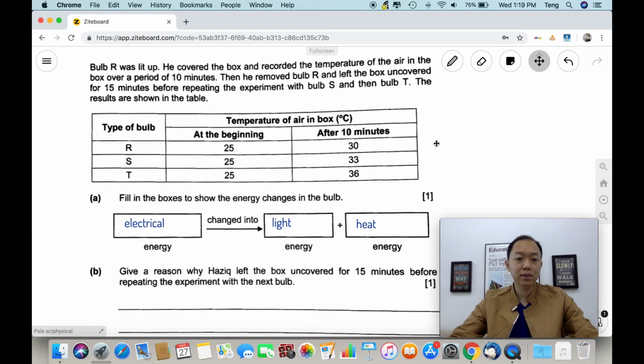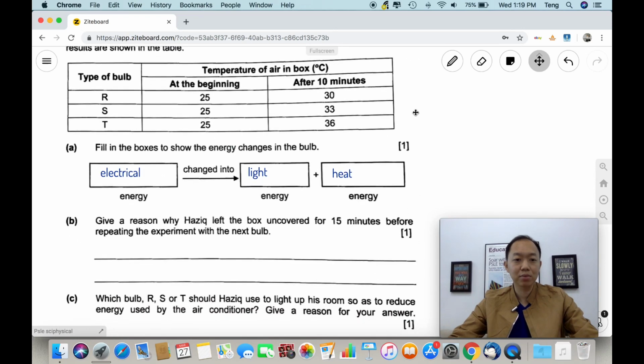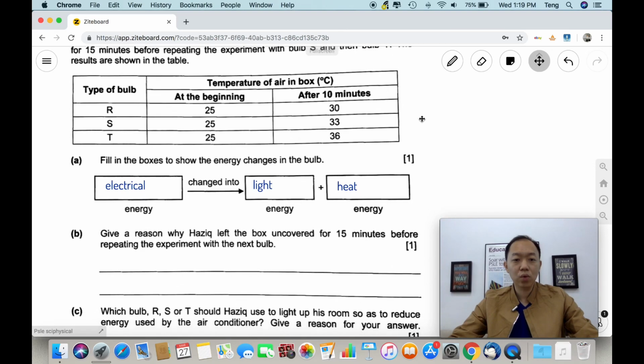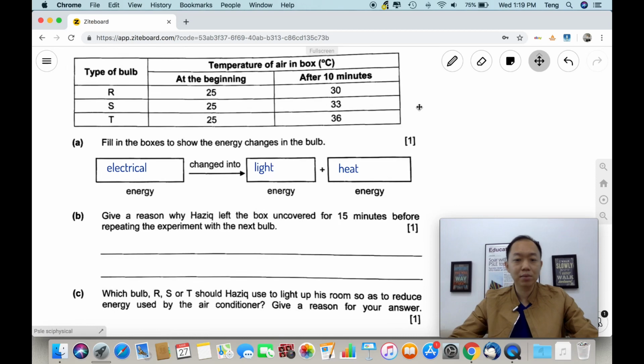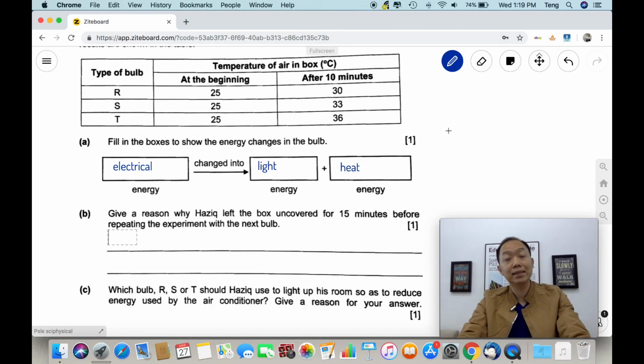Okay, so give a reason why Hazik left the box uncovered for 15 minutes before repeating the experiment. Why leave it for 15 minutes before repeating? Now, if he didn't leave the box uncovered, what will happen? There'll still be heat inside, right? So then he cannot start at 25 degrees Celsius. So give a reason; giving a reason is also like explaining.